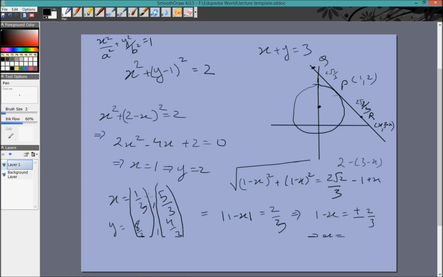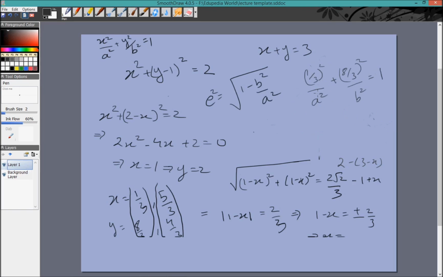We can find the two eccentricities now. Eccentricity e squared is equal to 1 minus b squared by a squared, and these points satisfy these equations. Actually, you don't get it from this equation, you could get it from this equation.